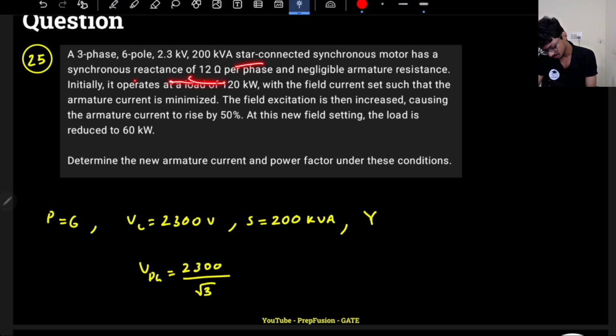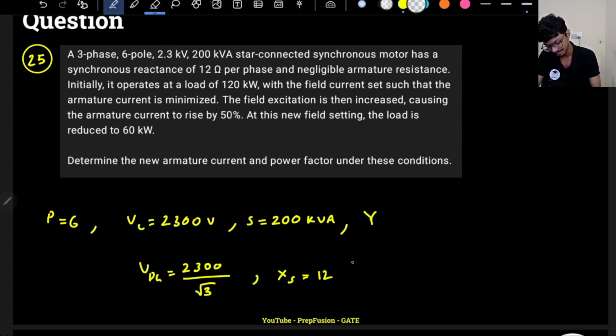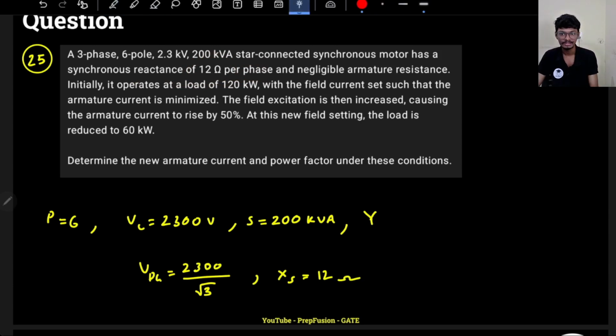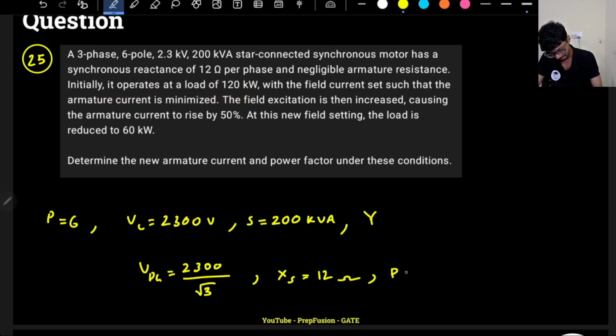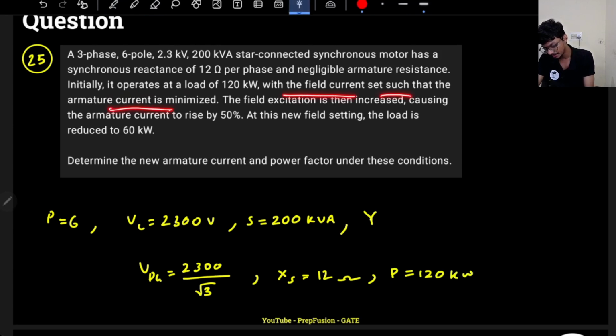Has a synchronous reactance of 12 ohm per phase, so its X_s is 12 ohm, negligible armature resistance. So in most cases your armature resistance will be negligible. It will be taken as 0 only, to simplify calculation, otherwise questions will be very lengthy. Now initially it operates at a load of 120 kilowatts with a field current set such that the armature current is minimized.